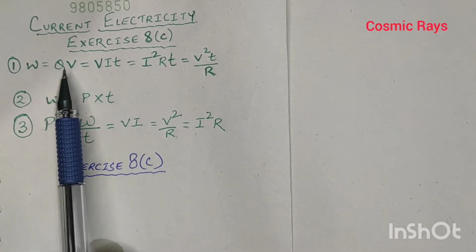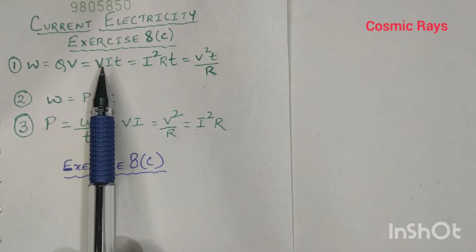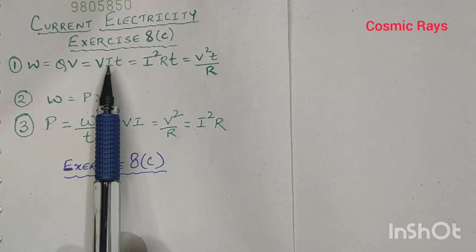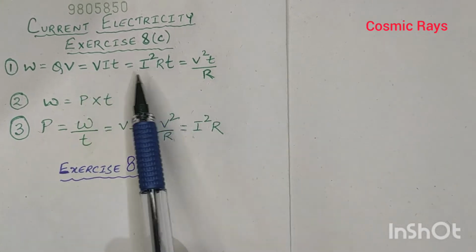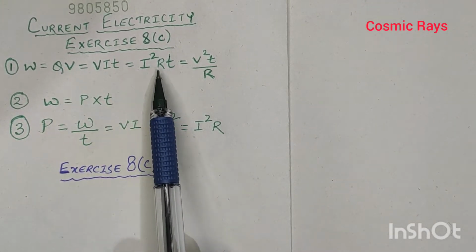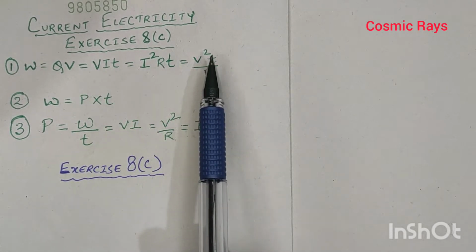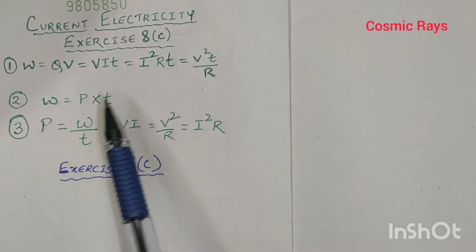Work done is equal to Q multiplied by V, where Q is the charge, V is the potential difference, or work done is equal to V into I into T, or work done or heat produced is equal to I square RT, or work done is equal to V square T upon R.